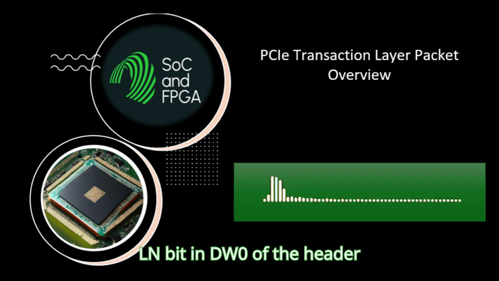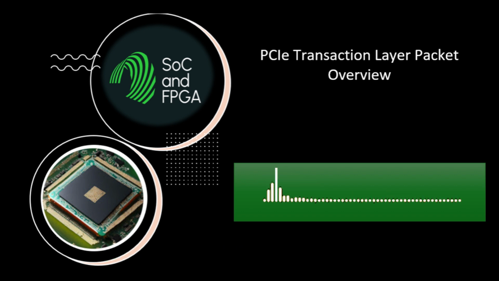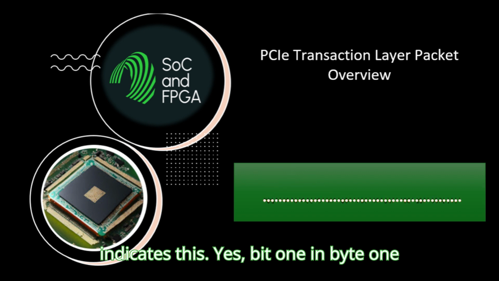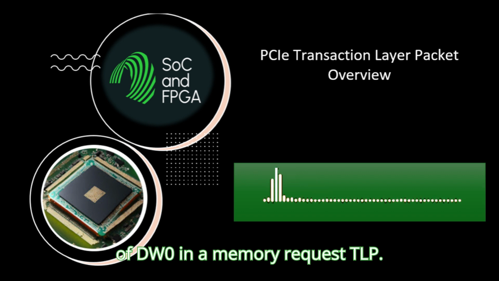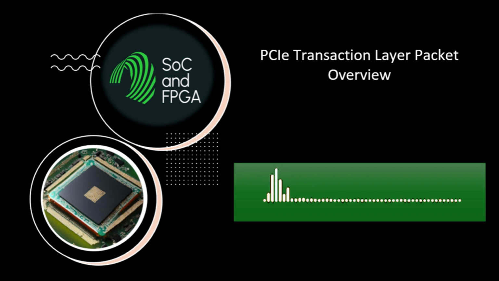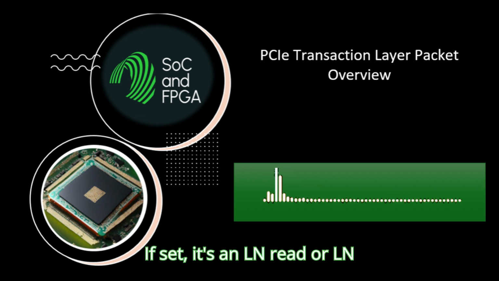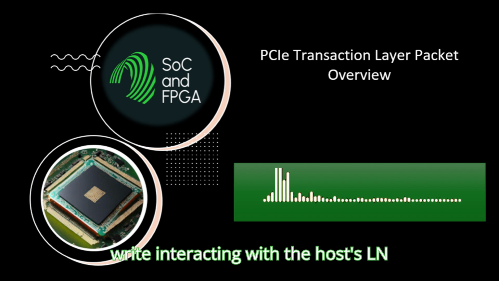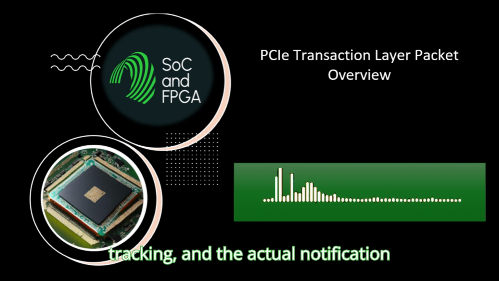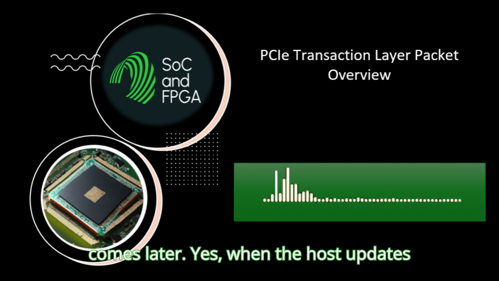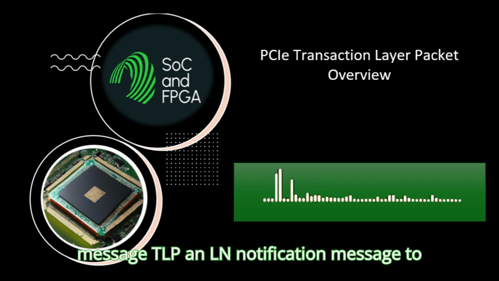And we saw the LN bit in DW0 of the header indicates this. Yes, bit 1 in byte 1 of DW0 in a memory request TLP. If set, it's an LN read or LN write interacting with the host's LN tracking. And the actual notification comes later. Yes, when the host updates the cache line, it sends a separate message TLP, an LN notification message, to the endpoint.